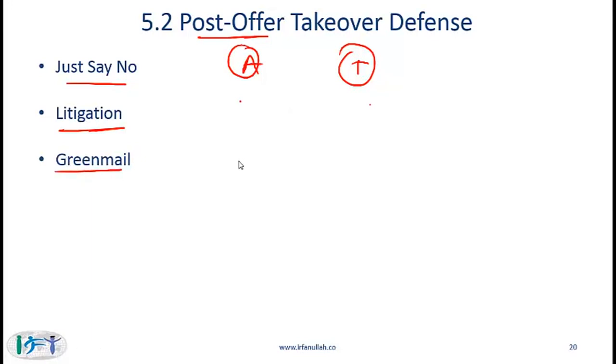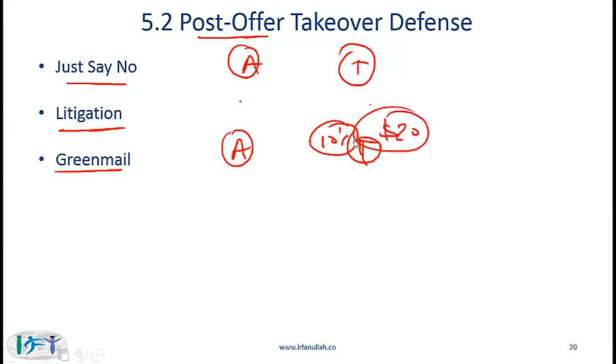Greenmail, this is a situation where you have a company A that wants to acquire, and let's say that this company has already bought 10% of the shares in company T. What the management of T then does is say to company A that, look, your shares in the market are worth $20, we will actually pay you $25 for these shares. So the acquirer is being offered a premium, it's almost like a bribe, with the condition that the acquirer will then not try to acquire the company.